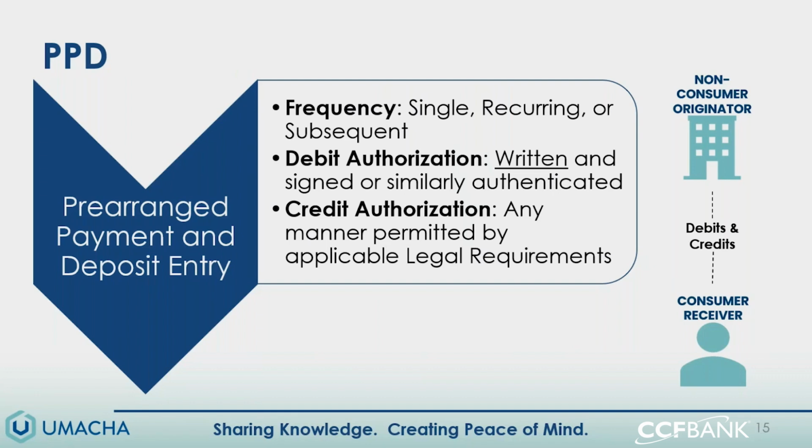For credits, it's a little bit different. Here we say the authorization just needs to be legally obtained. So UMACHA did have me fill out a form, and I believe I probably signed it to give them authorization to credit my account for my payroll. However, they wouldn't have had to. As long as they obtained my authorization legally, they are good to go as far as a PPD credit.